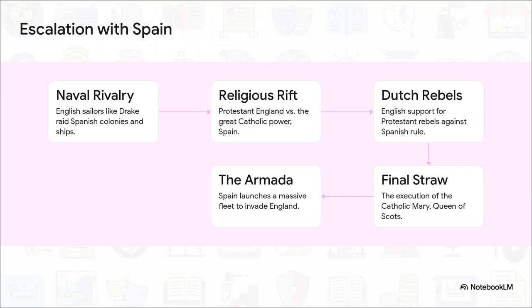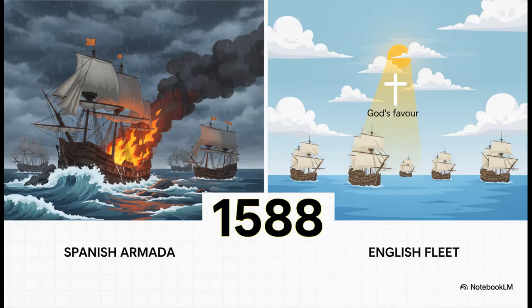At the same time, things with Spain were just spiraling out of control. It wasn't one single thing. It was this perfect storm brewing. You had English sailors like Drake, who were basically pirates, constantly raiding Spanish ships and colonies. England was Protestant, Spain was ultra-Catholic. England was secretly helping rebels in the Netherlands fight against Spanish rule. And for King Philip of Spain, the execution of Mary, Queen of Scots, a Catholic queen, well, that was the final straw. And the result of all that?